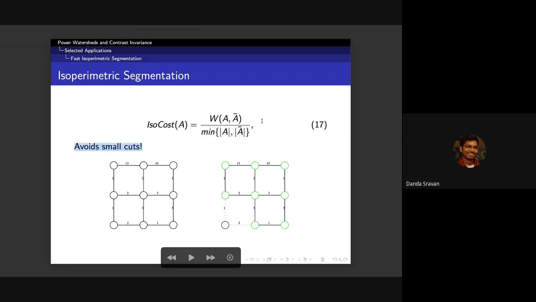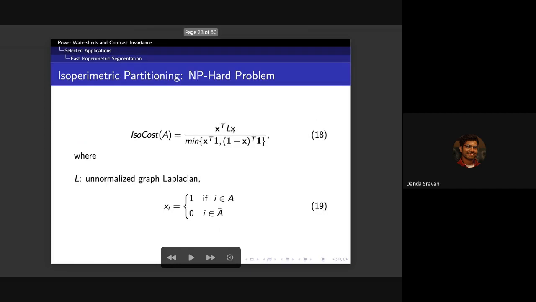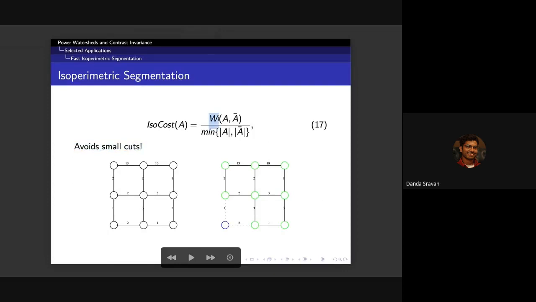But unfortunately, obtaining an optimal solution to this is NP hard. So what people do is solve the continuous relaxed version, and then obtain a heuristic approximation. So this particular cost, as you see here, is the sum of edge weights such that one end is in one component and the other end is in the other component.